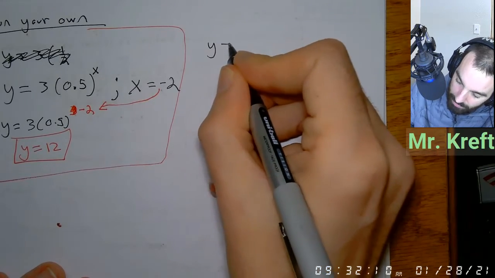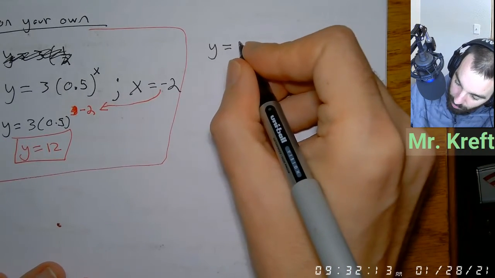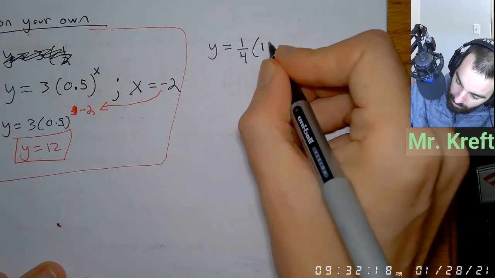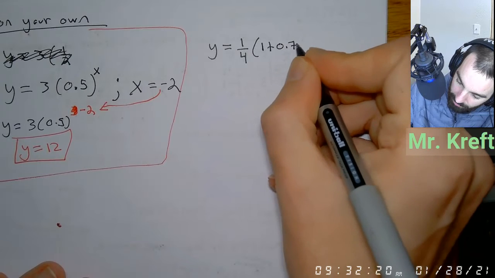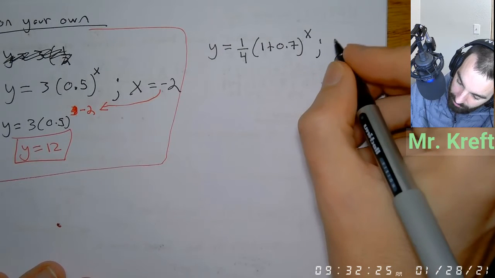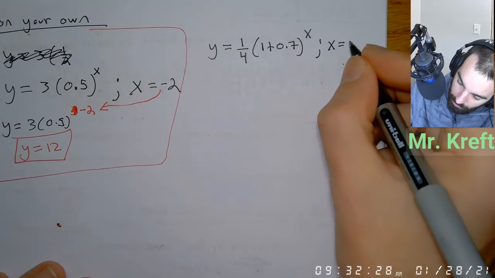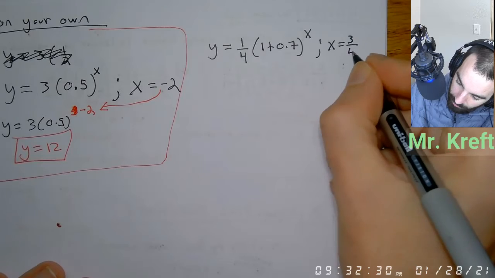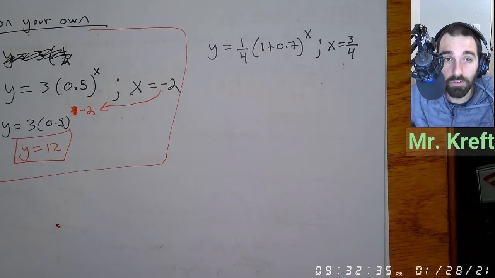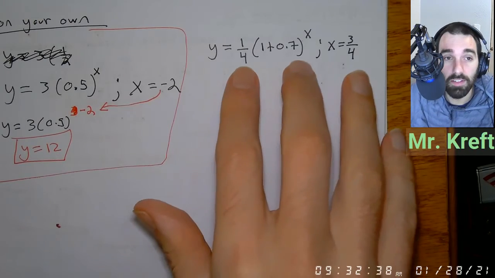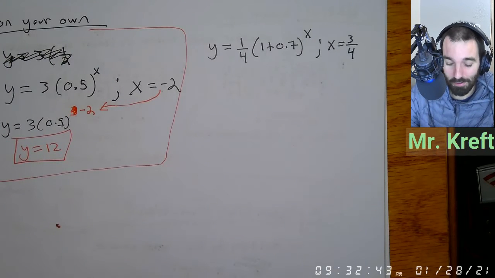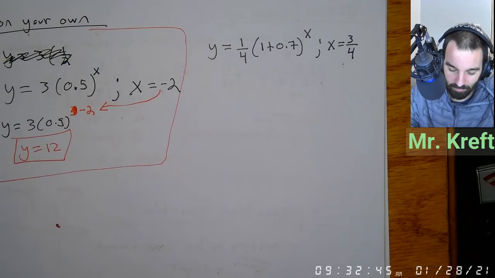So let's try this. Let's do y equals 1/4 times 1 plus 0.7 to the x, and our x equals 3/4. Okay, so this one has a bit more numbers in it. It has some fractions in it. I just want you guys to take a second, type that into your calculator, and see what you get. I'm going to type mine into my calculator so I don't make a mistake again.